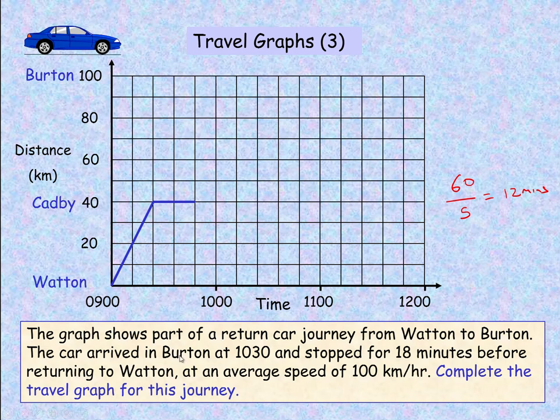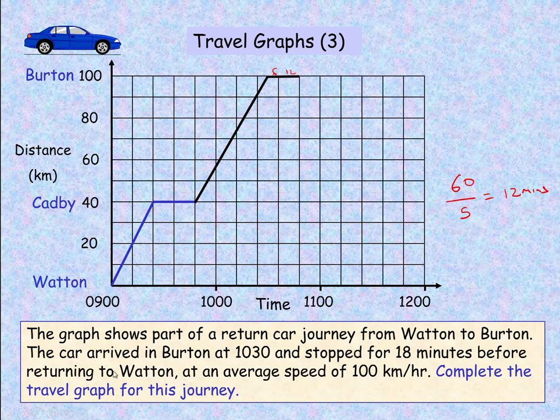Okay, so the car arrived in Burton at 10:30. So it leaves Cadby, travels to Burton. 10:30 is halfway in between 10 and 11. And that's there. So it arrives there. And then it stops for 18 minutes. Now I know each square is 12, but that's halfway between, so that's going to be 6. So if you can write that down, that's going to be 6 minutes there. And then this is going to be 12. 6 add 12 gives me 18. So I can draw my line from there to that box there. That's my 18 minutes, 6 add 12.